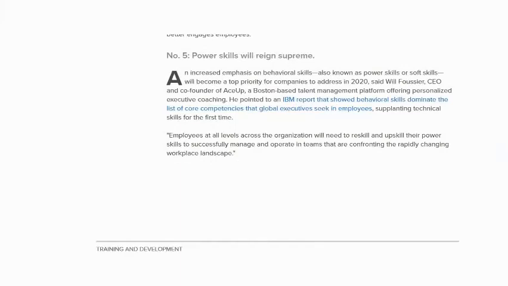Next, let us look at the power skills, which I just discussed a few minutes back. Power skills are nothing but the behavioral skills, right? So now organizations are more looking for behavioral skills. We discussed this, and in these lines, if you go through, IBM reports showed that behavioral skills dominate the list of core competencies that global executives seek in employees. If you need to do a particular work in a particular way using a particular technology, your organization can train you in a few months or a few days of training program.